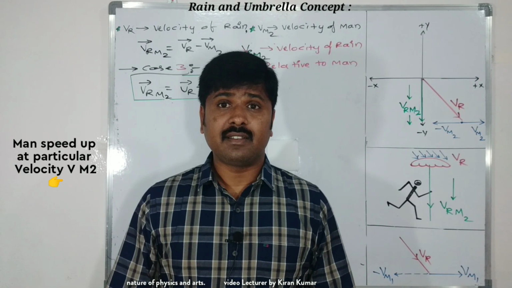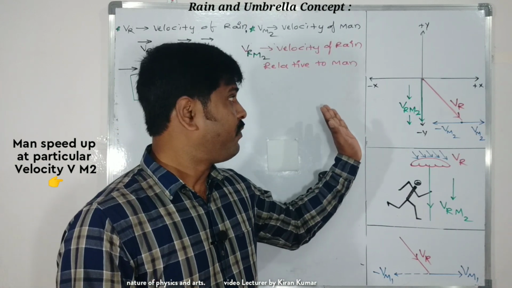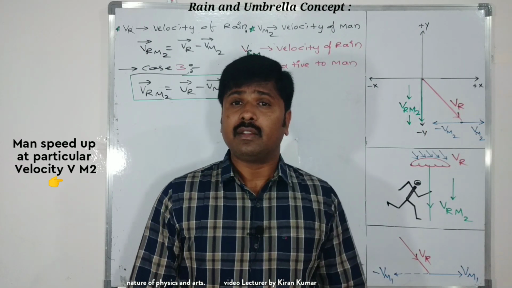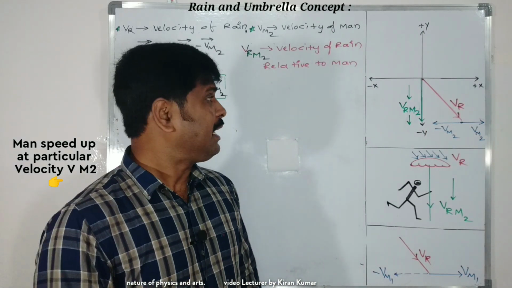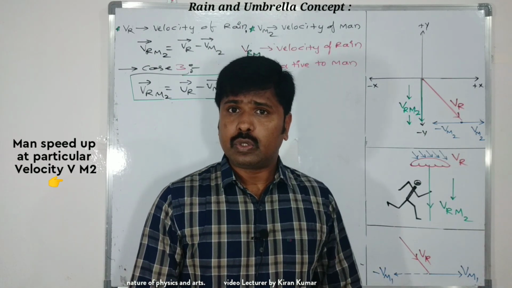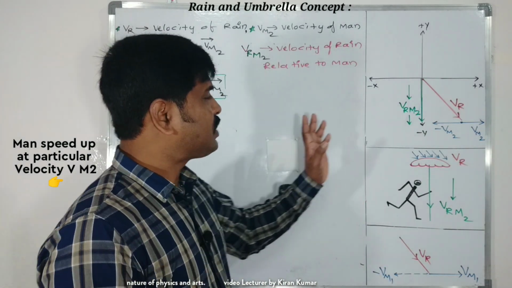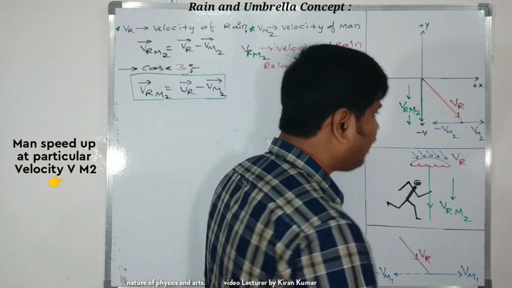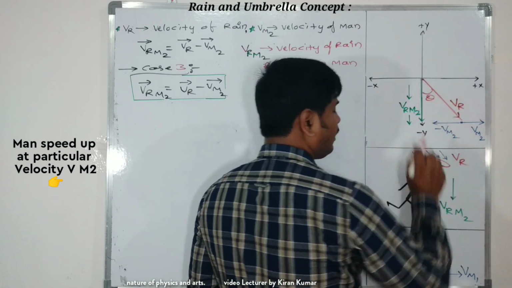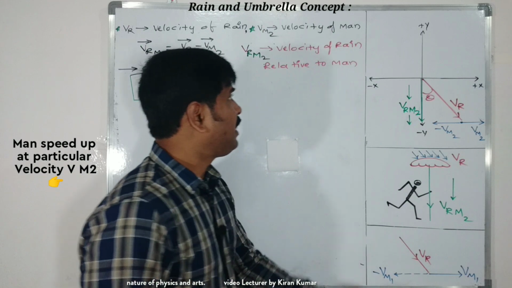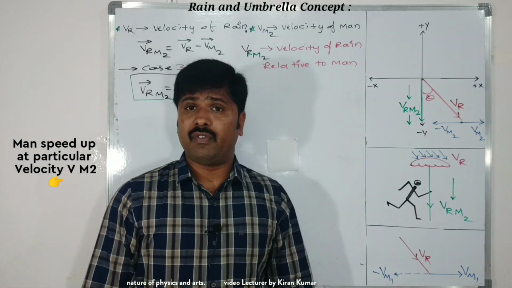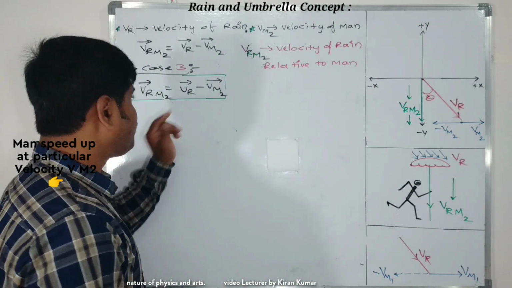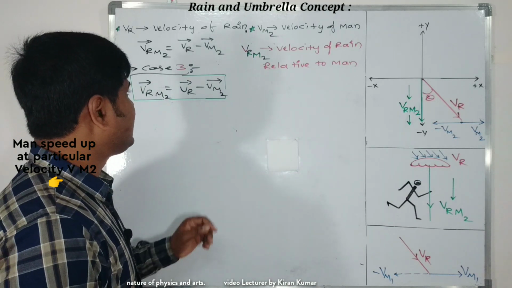Third case we will discuss here. The man is moving from west to east direction, that is along the positive x-axis, with velocity Vm2, that is he speeds up to a particular velocity Vm2. And rain is falling with a velocity Vr, making an angle theta with the vertical direction. And we can take Vrm2 as the velocity of the rain related to the man, so Vrm2 is equal to Vr minus Vm2.